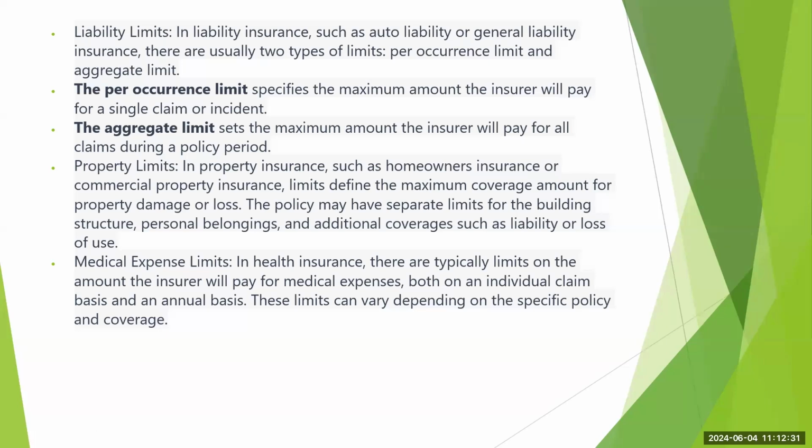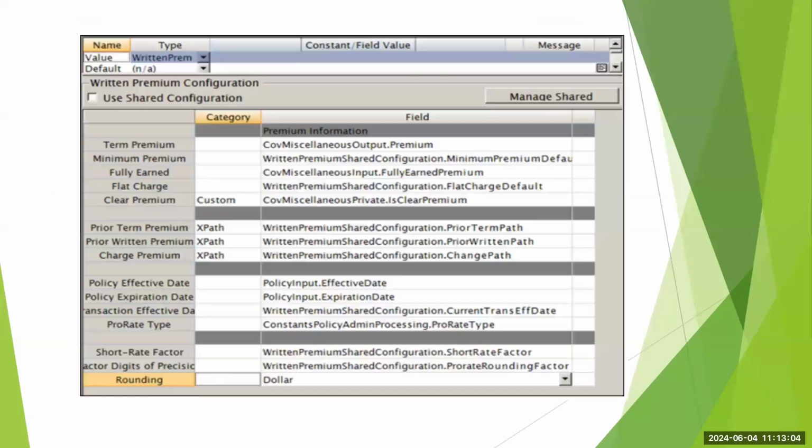Property limit. In property insurance, such as homeowner insurance or commercial property insurance, the limit defines the maximum coverage amount for property damage or loss. The policy may have separate limits for building structure or personal belongings, or additional coverages such as liability or loss of use. For example, if you have a gym or a business and you want to take insurance for the property, then it's called a property limit.